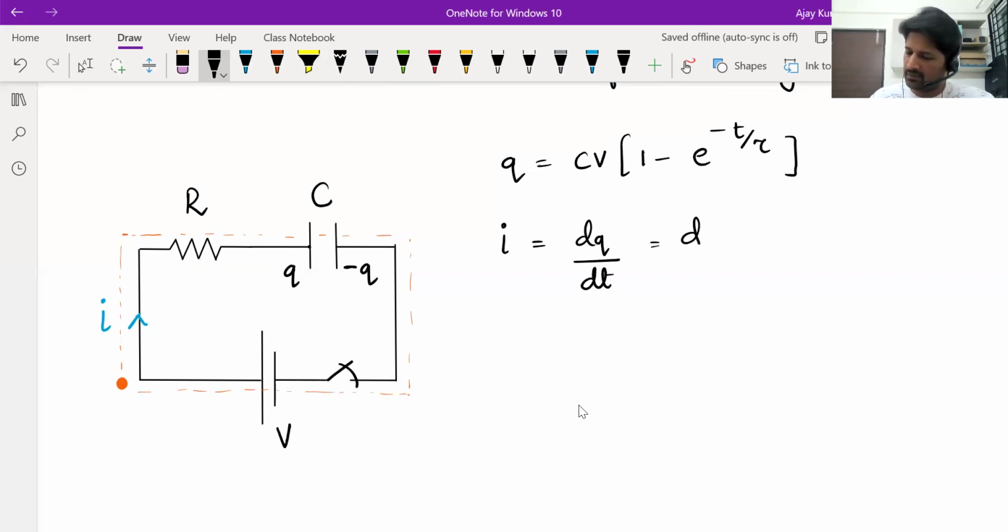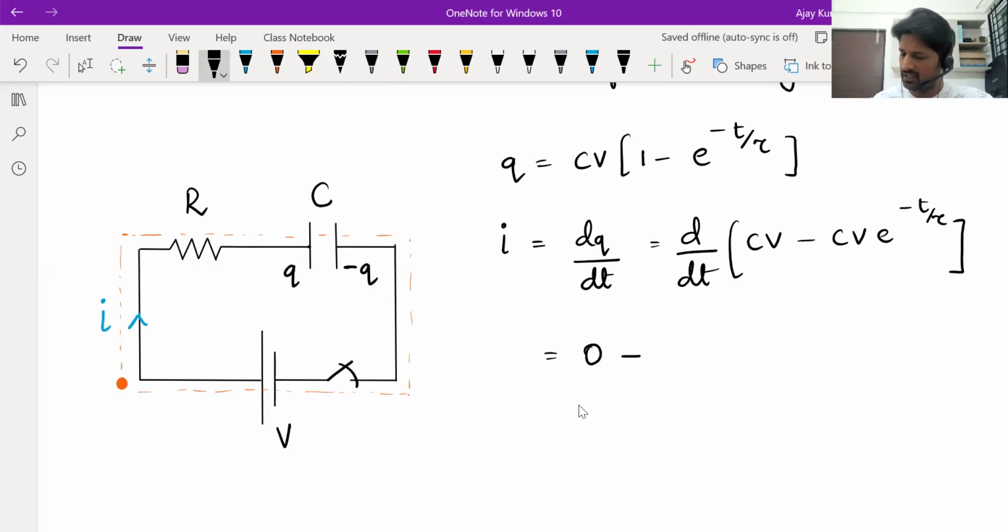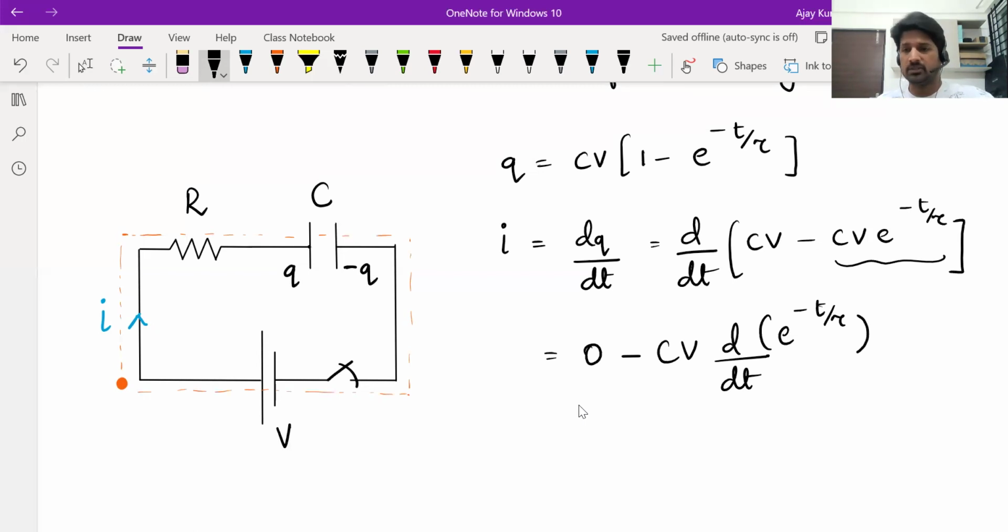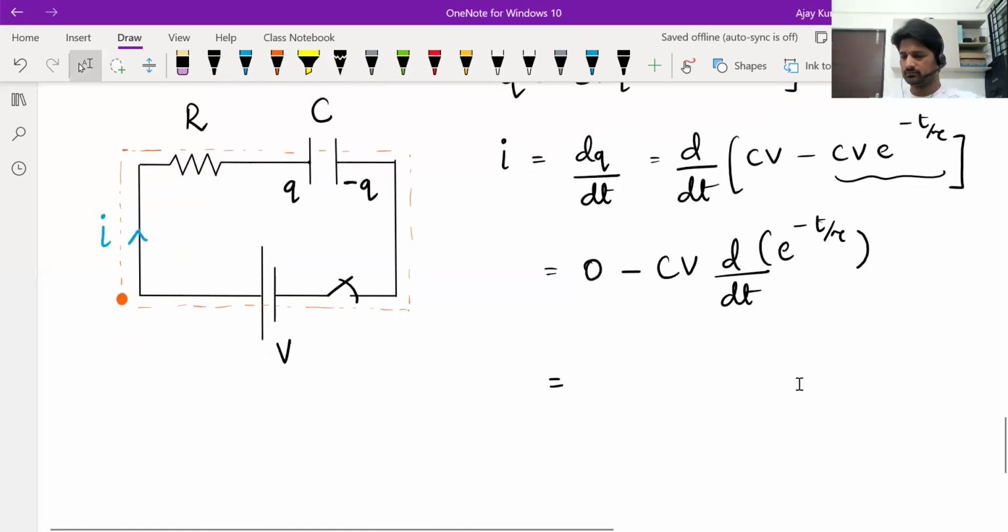Now you'll have to differentiate CV minus CV e power minus t by tau. C and V are constant, so the derivative of CV will be 0. Minus, again in the second term, C and V are constants, put them aside. You'll need to differentiate e power minus t by tau. Can one of you quickly tell me what is the derivative of e power minus t by tau with respect to time?